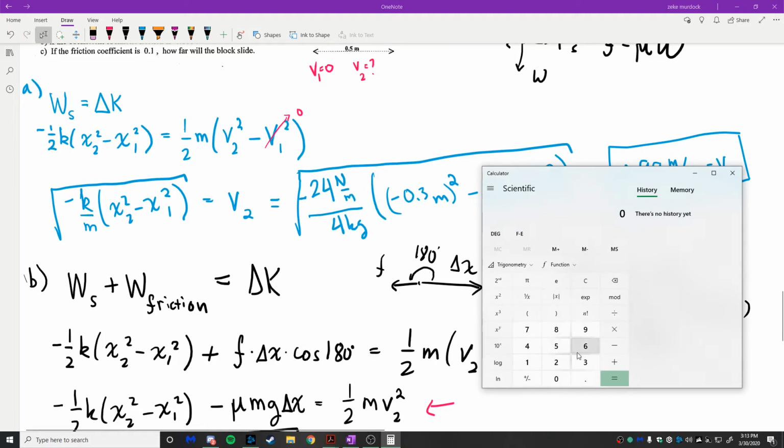So 24 over 4 is going to be 6, so we have negative 6. Whoops, clear. Okay, so I push 6 and then negative, and then times open parenthesis, and then we basically just do 0.3 squared minus 0.5 squared, close parenthesis.